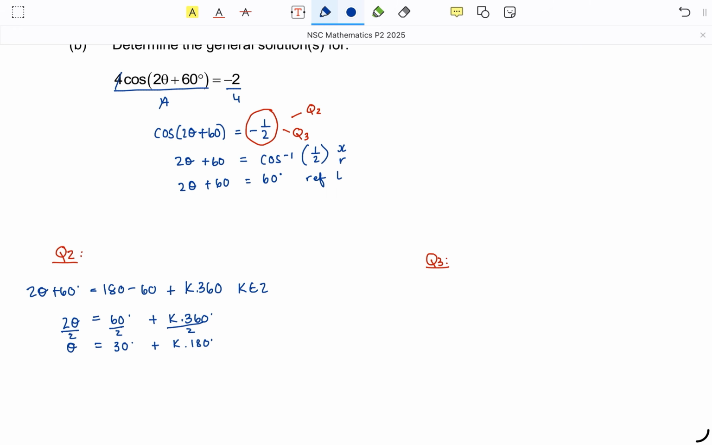Then in the third quadrant, it is 180 plus the reference angle plus k of 360. Then we would take the 60 over, so it's plus minus 60, so it stays 180. And then we're going to divide the 2 away again by everything, and theta equals 90 plus k of 180. And there we go. We've got 2 general solutions for this answer.